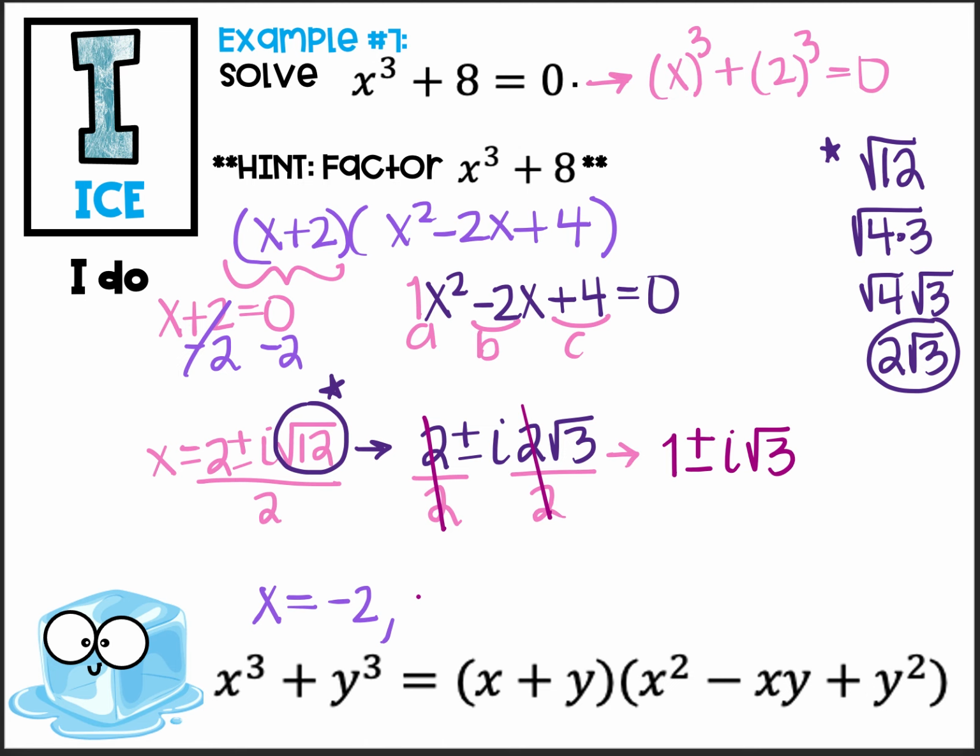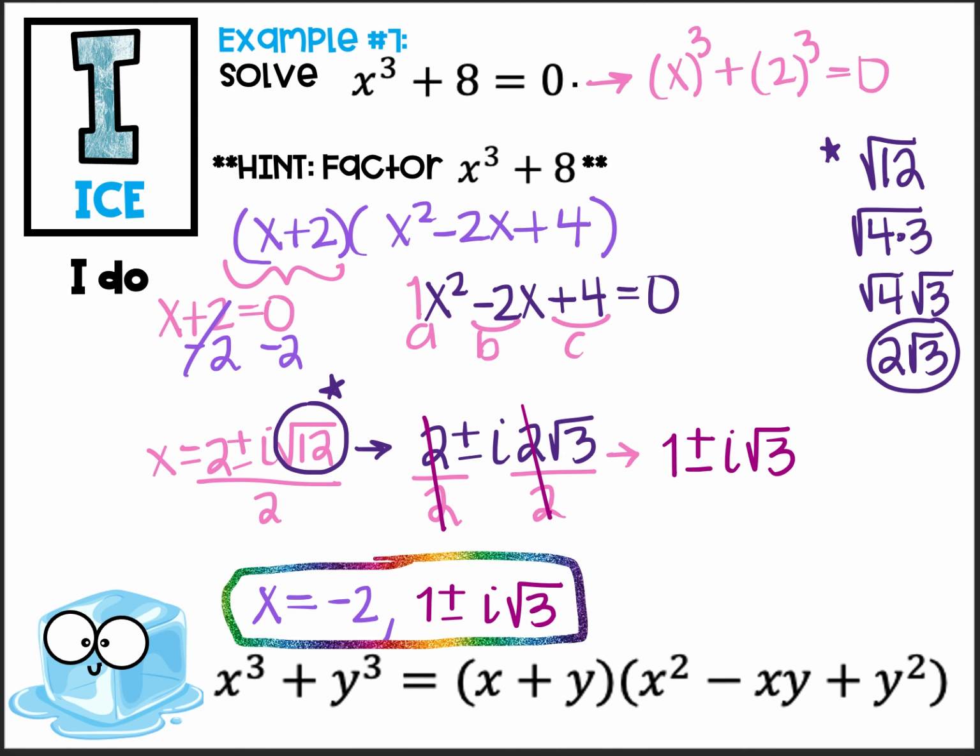And then I combine all my solutions. My solution set would be negative 2 and 1 plus i square root of 3. You can write them combined like this, or you can write down a solution set. It's up to you, however you want to write down your answer. Here are both possibilities of writing down your solution: x equals, or the set notation, negative 2, 1 plus i square root of 3, and 1 minus i square root of 3.